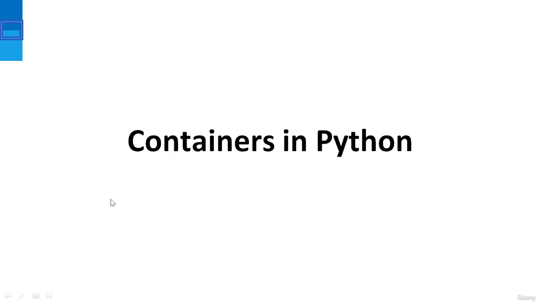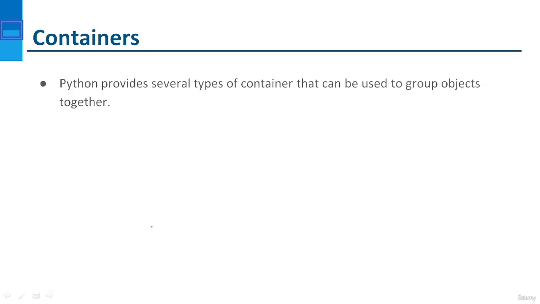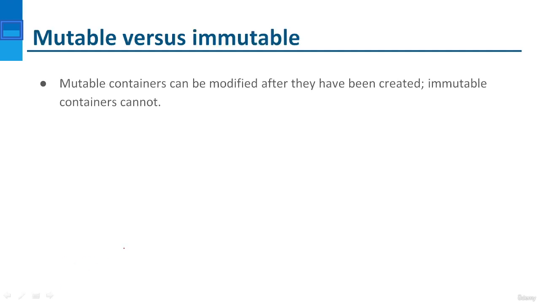So next one is containers in Python. There are several containers in Python like sets, dictionaries, lists, tuples. All these are containers which are going to group the objects. And in these containers, there are several properties like some of them are mutable and some of them are immutable. So what is meant by mutable?